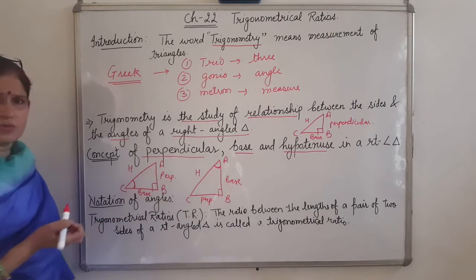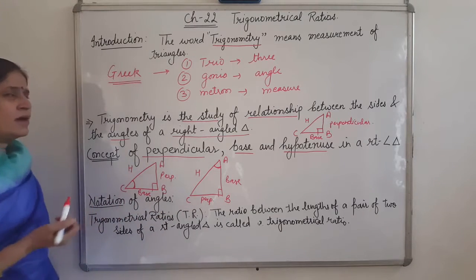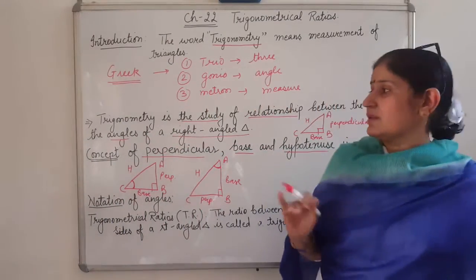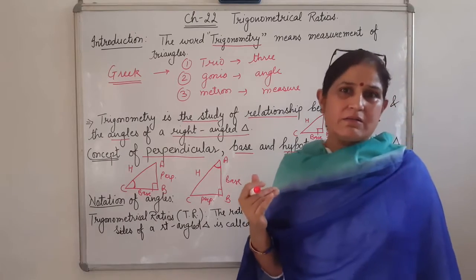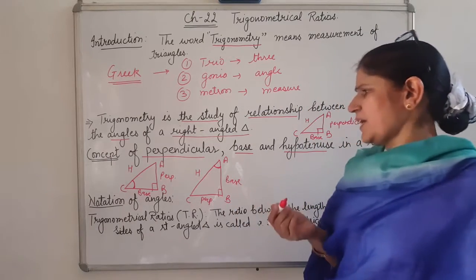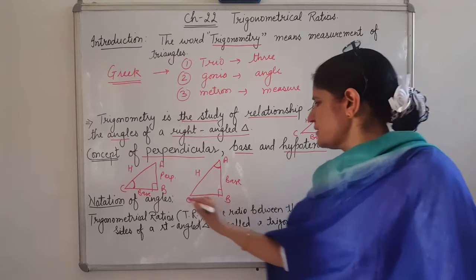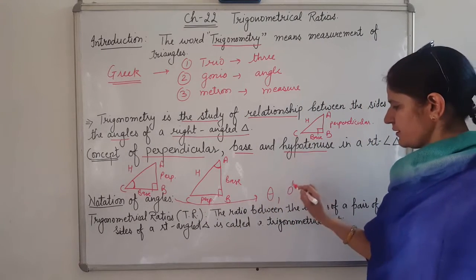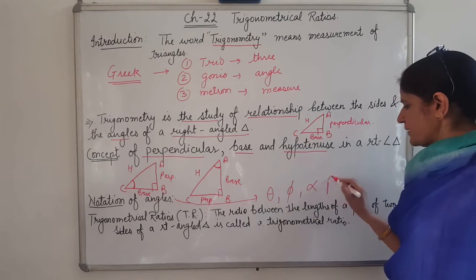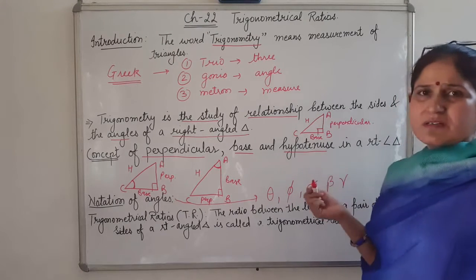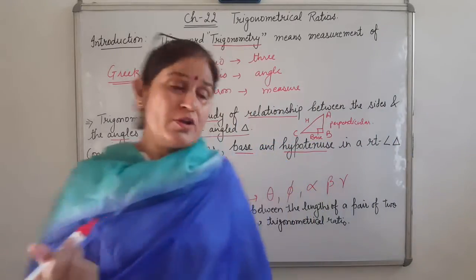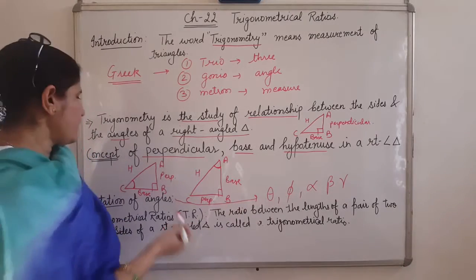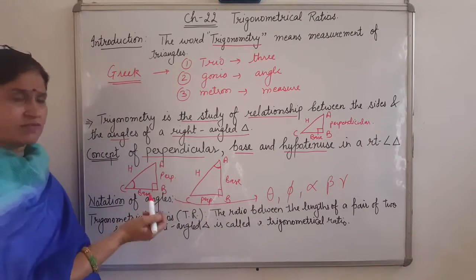Now next, notation of angle. These angles, how to write them? We can use English alphabets also, but in general, in trigonometry, we use some Greek letters. Might be in physics you have learned these things: theta, phi, alpha, beta, gamma. But here we don't go with all of these. Sometimes we use theta, otherwise we take English alphabets only.